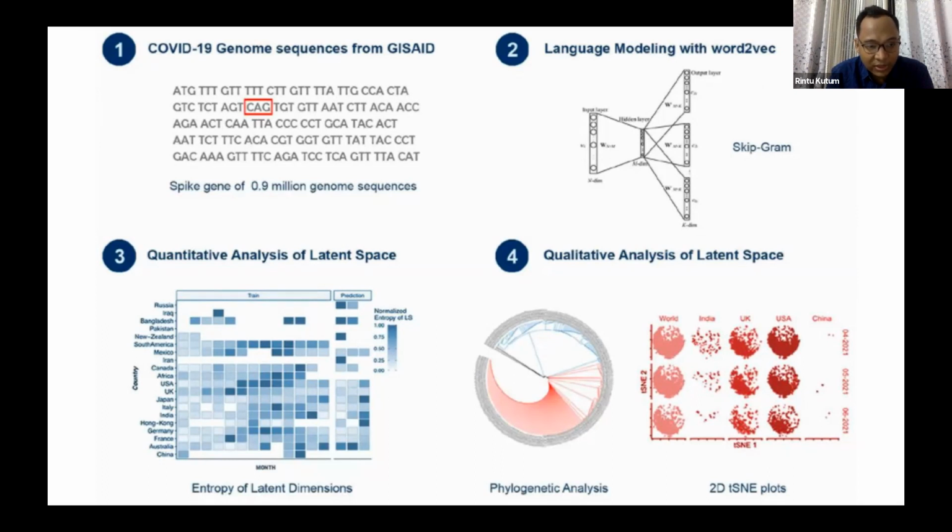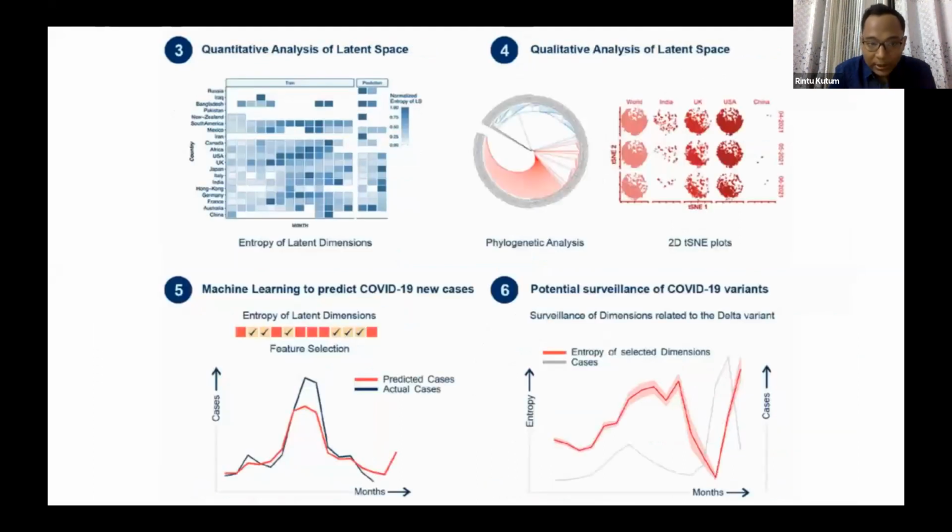In step 3, we are trying to see the information content, which is the entropy of the latent space, and how that is changing across the months. Fourthly, we have done two aspects: a phylogenetic analysis, which Tavpritesh has already mentioned, and a data-driven unsupervised visualization of our latent dimensions of the 0.9 million genome sequences using t-SNE. After that, we used a machine learning algorithm to predict new COVID-19 cases, where we leverage the latent dimension space, not the case load, for the future. And this can be used for potential surveillance of COVID-19 variants.